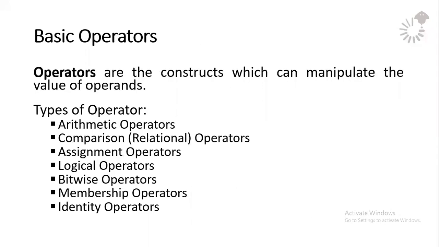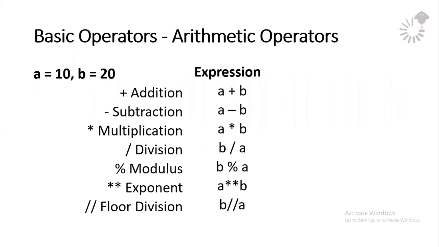Wala po. Goods. Okay, so basic operations, we have arithmetic, comparison or relational, assignment, logical, bitwise, membership, identity. These are the operations used in Python. Operators are constructs which can manipulate the value of the operands. So, we use operations or operators so we can make changes, manipulate the value of our variables or the operands. So let's start with arithmetic operations. Like your math operations, we have addition, subtraction, multiplication, division, modulus division, exponent, floor division.